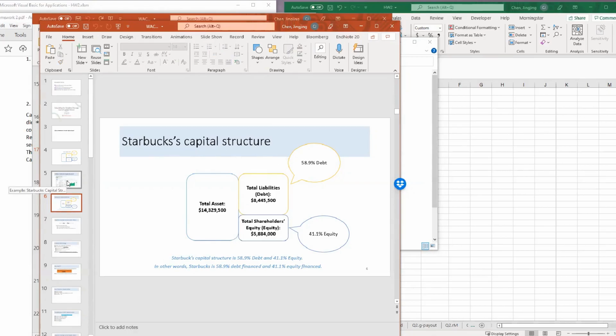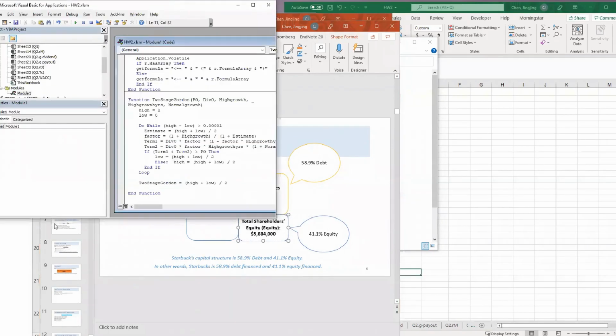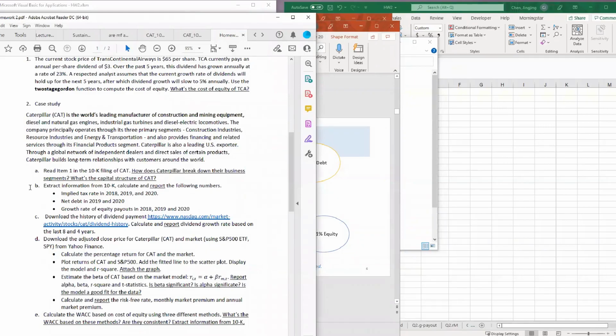So you just need to go to the balance sheet and then calculate what percentage of debt Caterpillar has over total assets, and then how much of them is due to the equity part. So give this as a percentage for question A. And then for question 2, extract information from the 10K, calculate and report the following numbers: implied tax rate, net debt, and also growth rate of equity payouts.